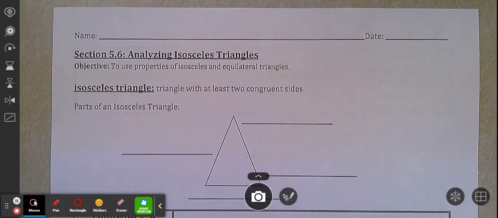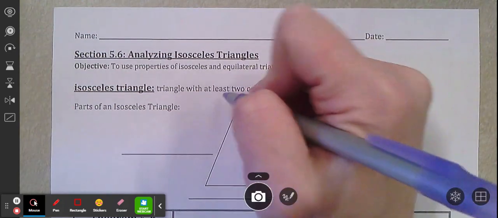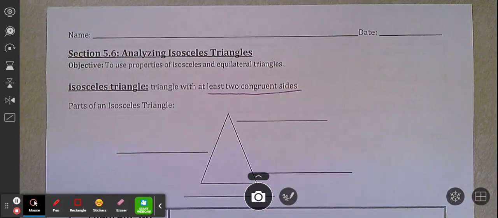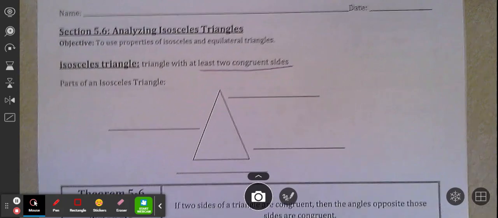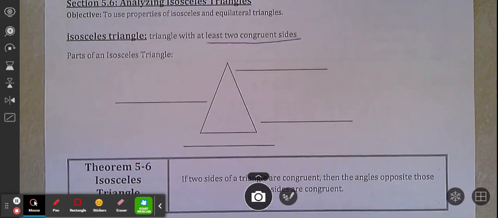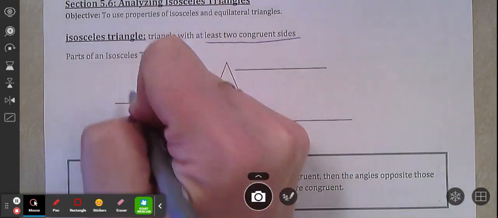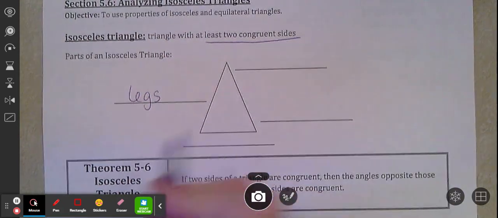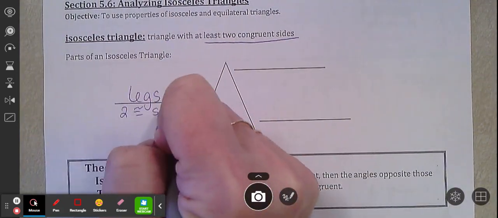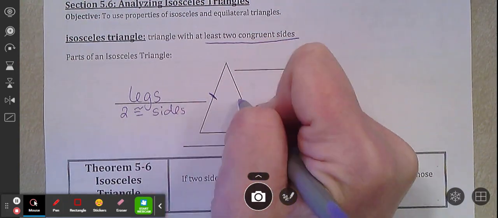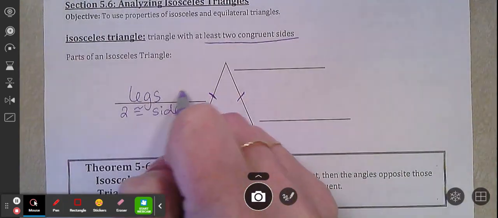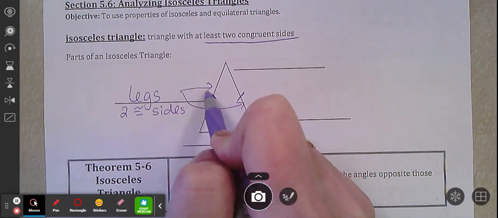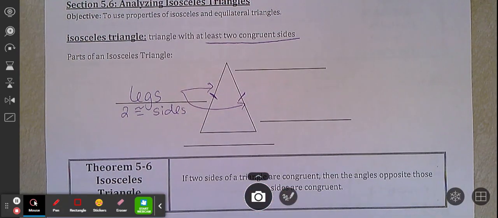Our last section in this unit on triangles is on isosceles triangles, which we learned about at the beginning of this unit. Remember, isosceles triangles are triangles that have at least two congruent sides. I want to talk about the parts of an isosceles triangle. First of all, the two sides that are congruent are called the legs. So if these were the two congruent sides, the legs would be here and here.